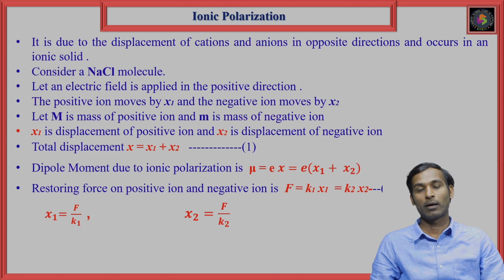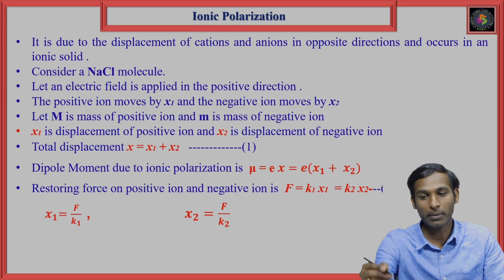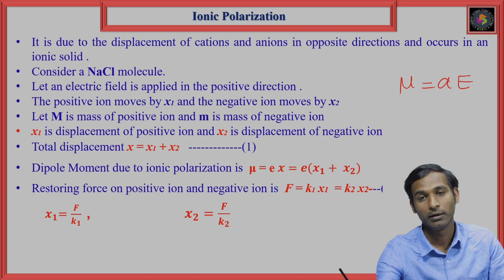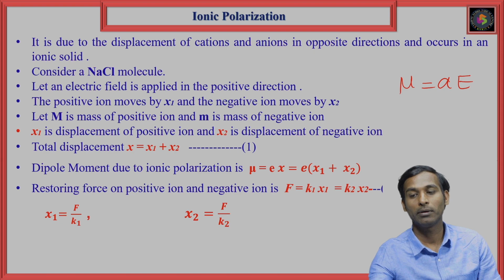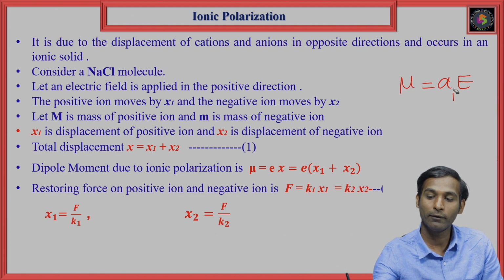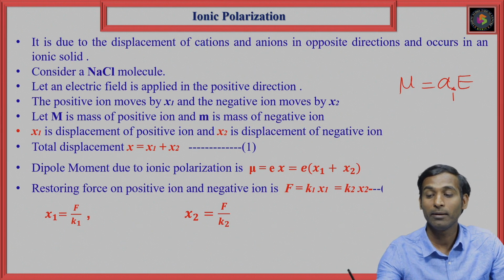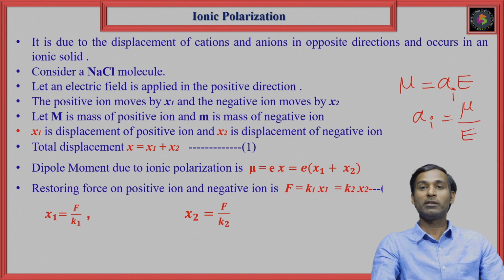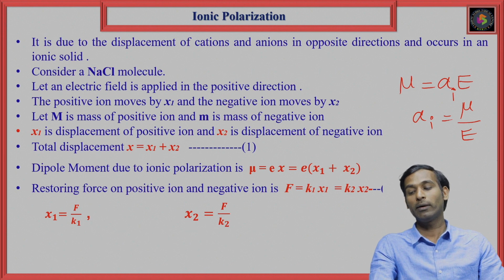ionic solids. Ionic polarization is denoted by the equation mu is equal to alpha E. That means as the strength of the electric field increases, the induced dipole moment also increases. Here alpha is said to be polarizability. I am writing alpha suffix i, which is said to be ionic polarizability. So ionic polarizability can be written as alpha i is equal to mu divided by E. That means ionic polarizability is defined as the induced dipole moment per unit electric field.